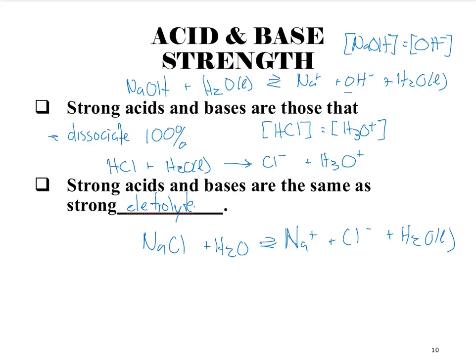I'm sorry, I didn't mean to draw these, right? These arrows should all be in one direction for strong acids and bases or strong electrolytes. Why? Because there is no reverse reaction. We don't spontaneously remake sodium chloride from sodium ions and chloride ions in solution.